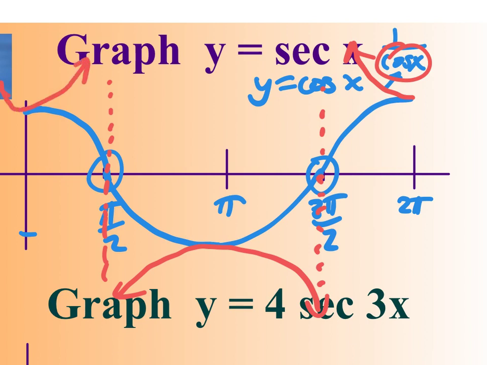If I just continued, it would kind of go in that direction. But I'm going to stop it right here because I just want to graph one period of secant. I could remove all that blue writing, because that's just cosine. The red stuff that's left, the asymptotes and those loops, that's what secant looks like.